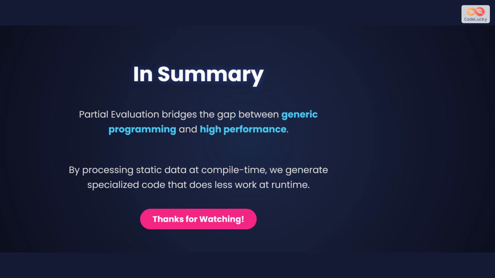In summary, partial evaluation is a powerful tool. It allows us to write code that is easy for humans to read and maintain, while automatically generating code that is optimized for machines to execute. It solves the conflict between generality and speed.